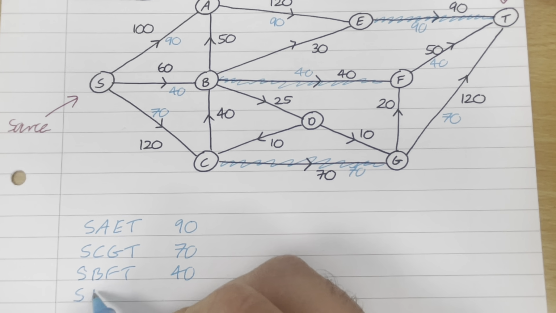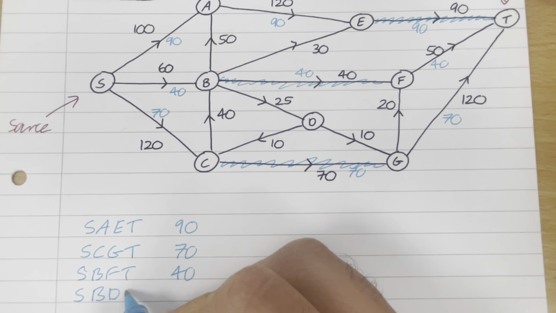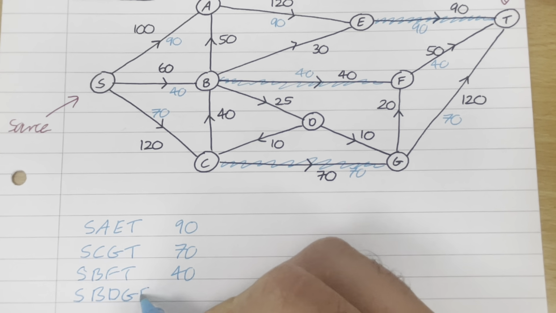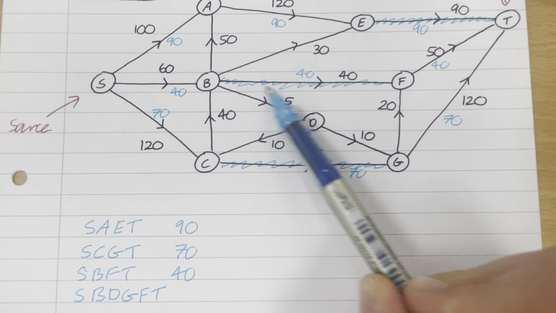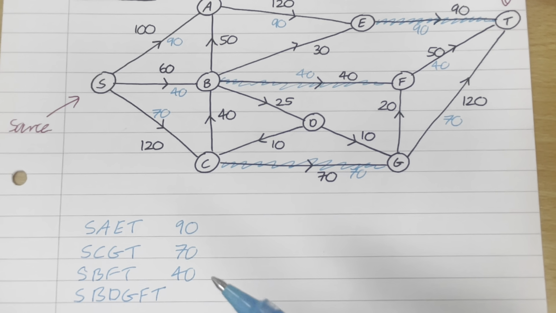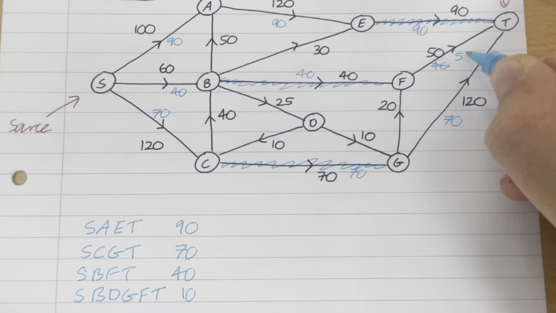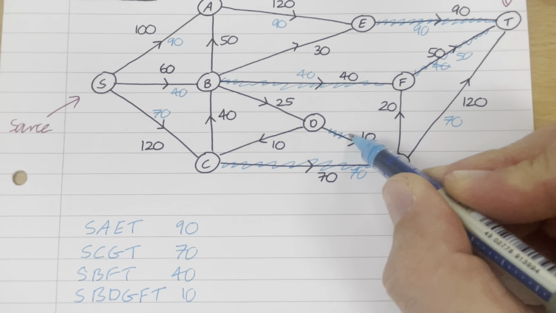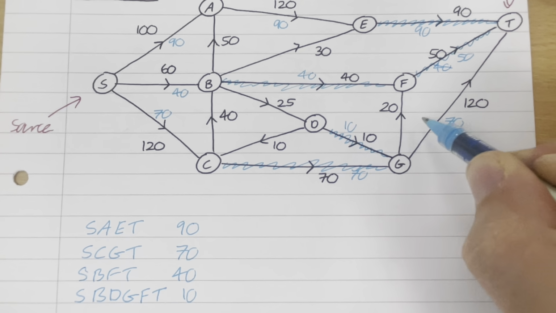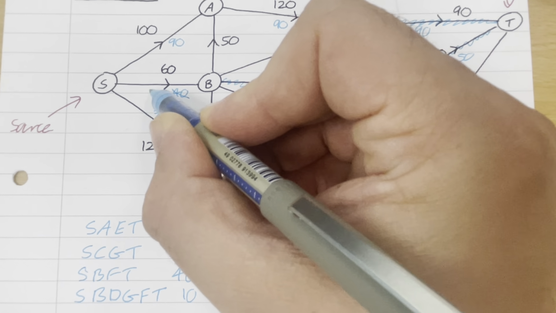So that's SB, I'm going to go down this way now, to D, to G, and then back up to F, and to T. Essentially, I'm using this route to bypass this saturated pipe. I could push 10 units of flow through there, because then that would be saturated at 50. But also, this one would be saturated at 10. I've pushed 10 up through there, I've got 10 through there, and I've increased that by 10, so that's now 50.